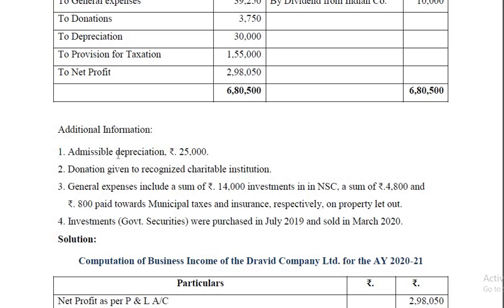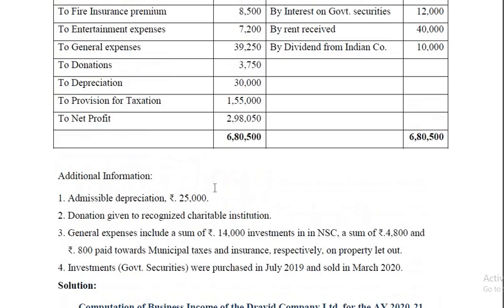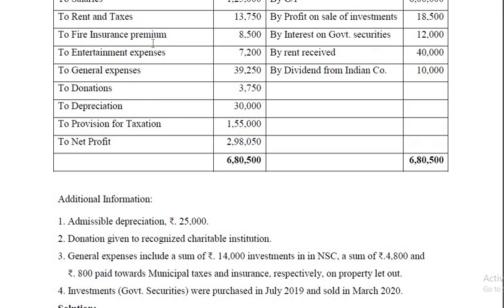Admissible depreciation 25,000. Look at the profit and loss account. There is an item, depreciation, 30,000. What you have to do is 30,000 should be added back, that is to be taken as inadmissible expense. This depreciation amount is from the financial accountant's point of view. That is what is allowed under the IT Act under section 32. It is just 25,000. So add 30,000 to the net profit and deduct 25,000. Net effect is 5,000 addition.